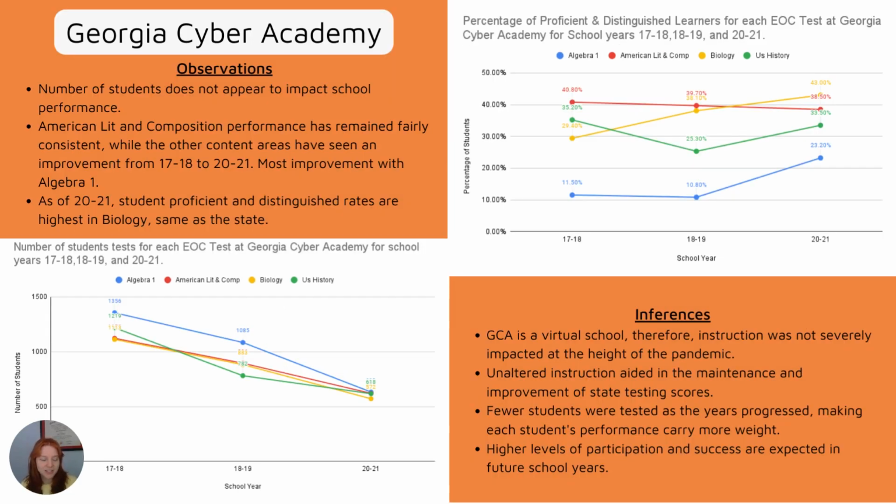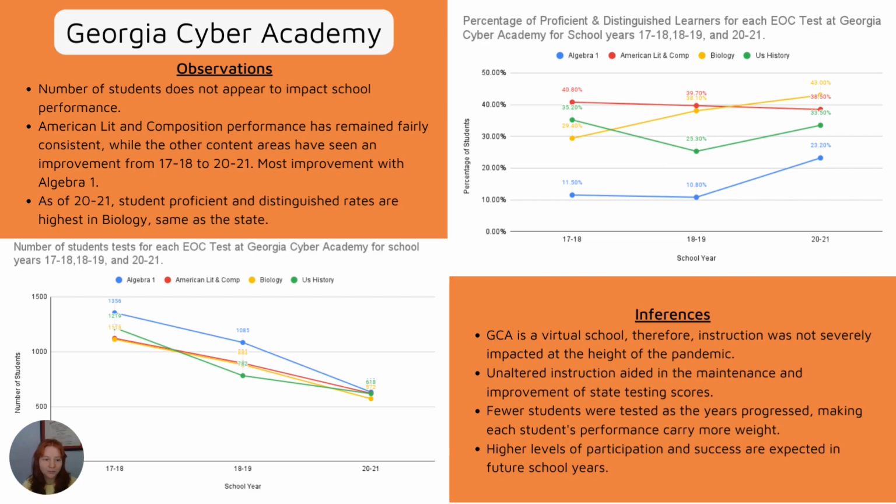While looking at these charts in the same placement, the bottom left is the number of students, the top right is the percentage of proficient and distinguished learners. We can observe that the number of students does not appear to impact Georgia Cyber School performance. Additionally, American literature and composition performance has remained fairly consistent, while the other content areas have seen significant improvement from 2017-2018 to 2020-2021, the most improvement being with Algebra 1. And then finally, as of 2021, student proficient and distinguished rates are highest in biology, and this is the same as the state.